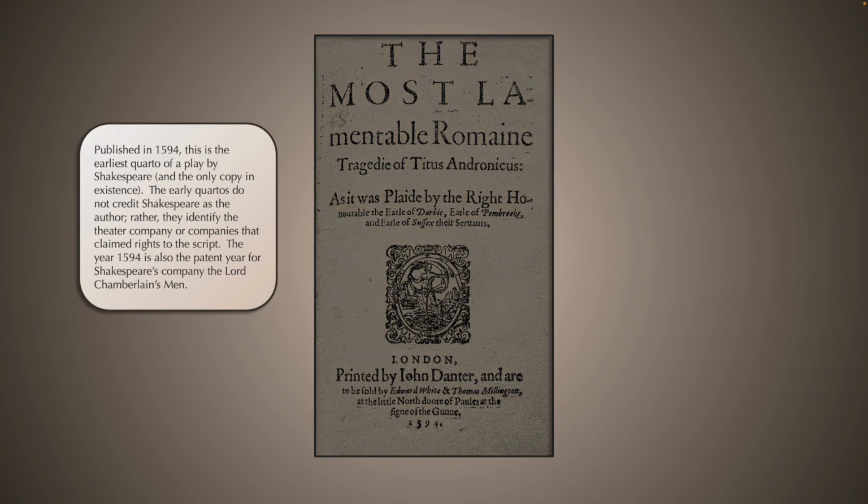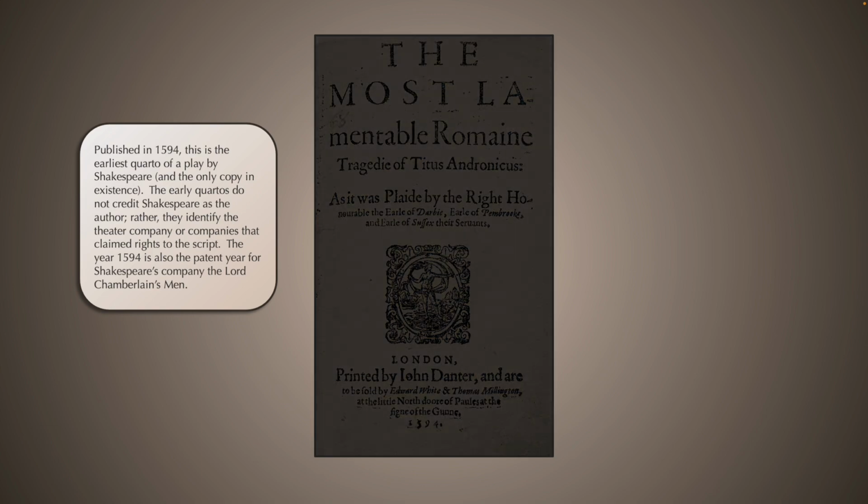So we're looking at Titus Andronicus here. This is published in 1594. This is the earliest quarto of a play by Shakespeare. And in fact, this is the only one in existence. It's at the Folger Shakespeare Library in Washington, D.C.